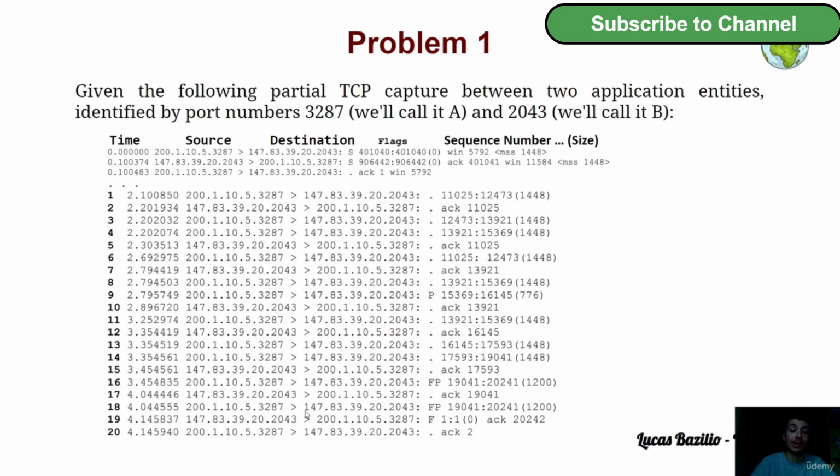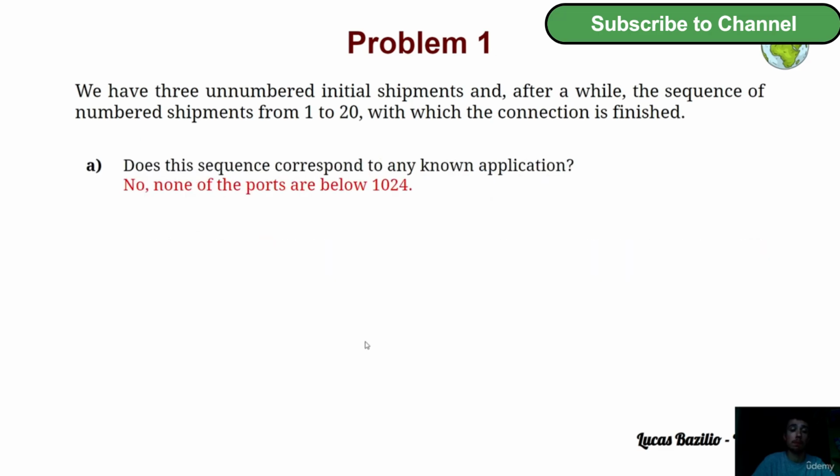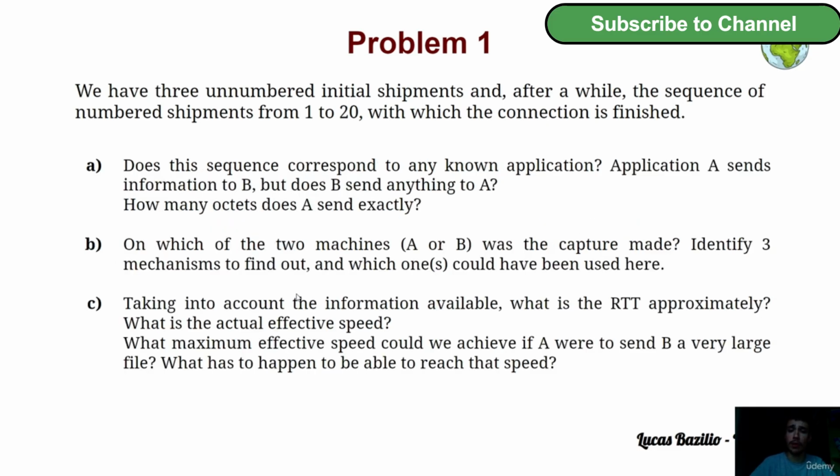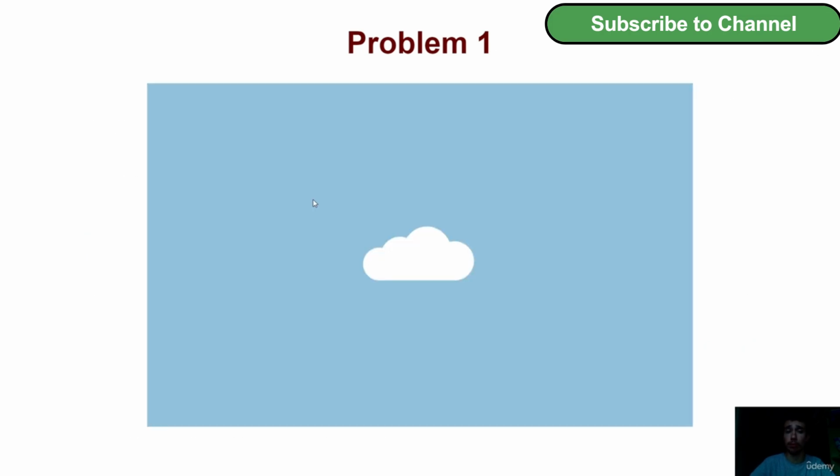We only need to look at the last acknowledgement from B, which is here, and we only need to look at the confirmation number, and subtract 1 for the finalization and 1 for the synchronization. And so this gives us 20,240 bytes, which is the number of octets that A has sent to B. Very well, so with this we finish this first question of problem 1, question A. In the following lecture we are going to continue to solve this problem, and we are going to solve question B.